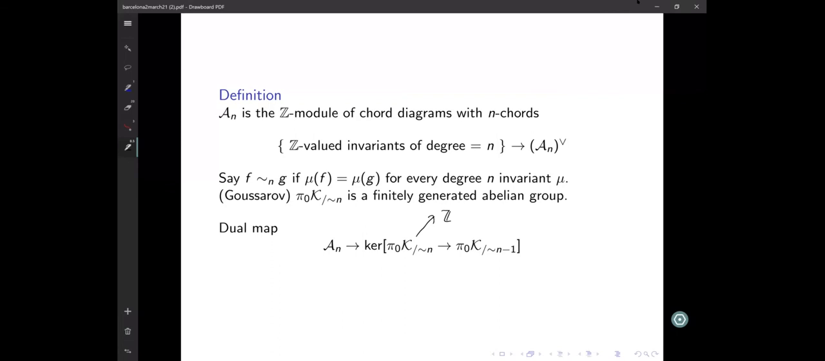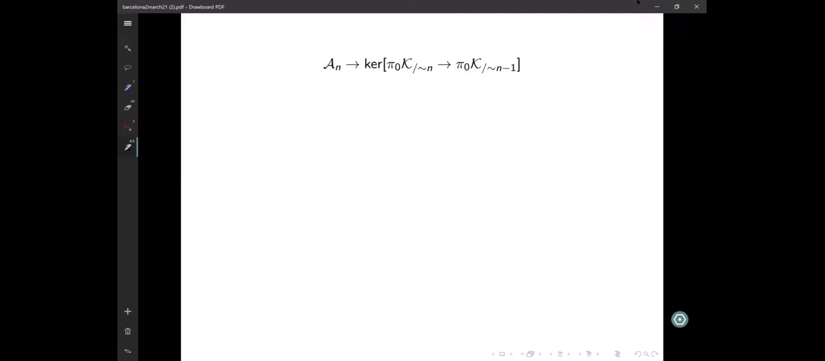Okay, so here's the map again. Excuse me, may I ask a question? Yes, of course. What is the connection between these Vassiliev invariants and Vassiliev invariants for usual knots on the sphere? On the circle, I mean, on the circle. No, on the sphere, I mean on S3, compact knots. Well, I think they should be very much the same.